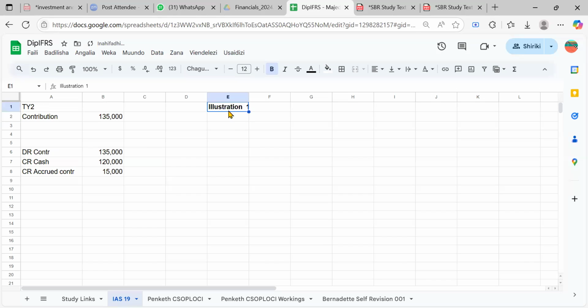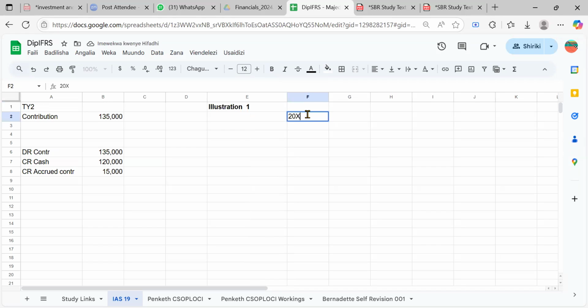Let's do it. So we have the 2 years in front of us. We have the 20x4, and then we have the 20x5, just like that.